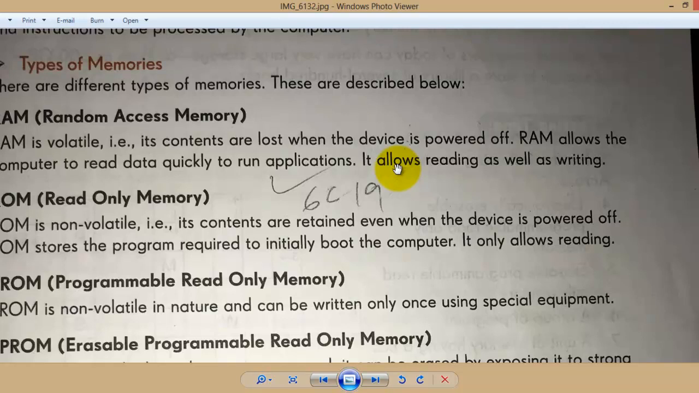Next is programmable read-only memory, PROM. PROM is non-volatile in nature and can be written only once using special equipment. This memory is also non-volatile in nature. It will not erase when you turn off the PC, but by using special equipment under certain conditions, you will be able to write in this memory and it will not be erased.